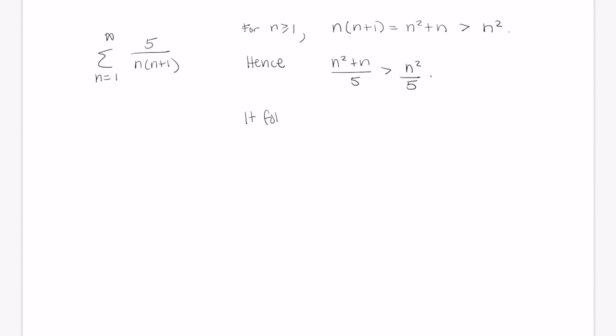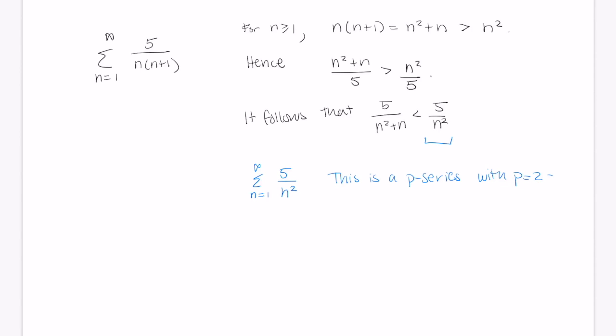So it follows that 5 over n squared plus n is less than 5 over n squared. Now this leads me to the series I'll be comparing to. So let's look at this. The series from n equals 1, that is the sum from n equals 1 to infinity of 5 over n squared. Well, this is a p-series with p equals 2, which is greater than 1, so this series converges.